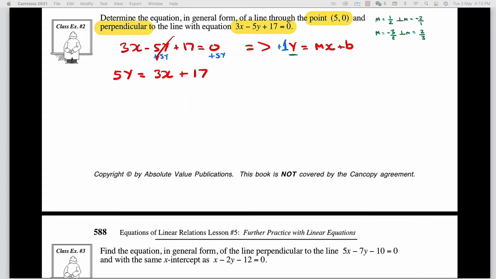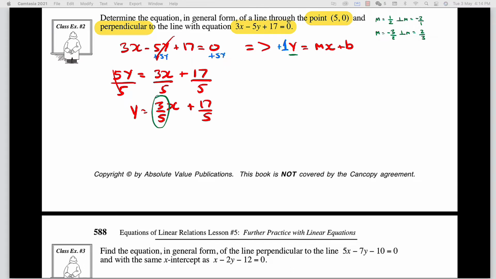Okay, so let me just make sure. Okay, and now the value in front of y, the coefficient, is not a positive 1, it's a positive 5 in this case. So I'm going to divide that by 5, which means I need to divide everything by 5. The 5's cancel, leaving me with y equals 3 over 5 x plus 17 over 5. Now what do I care about here? Just that slope right there.